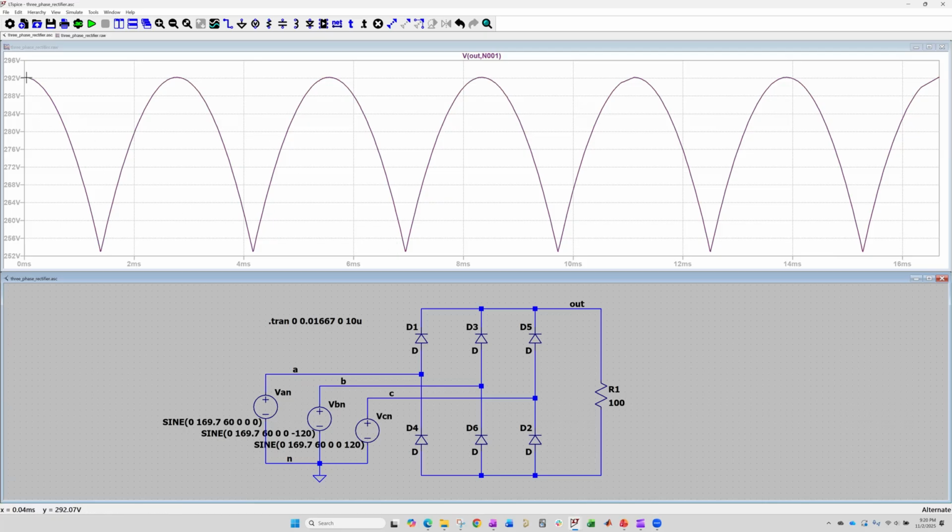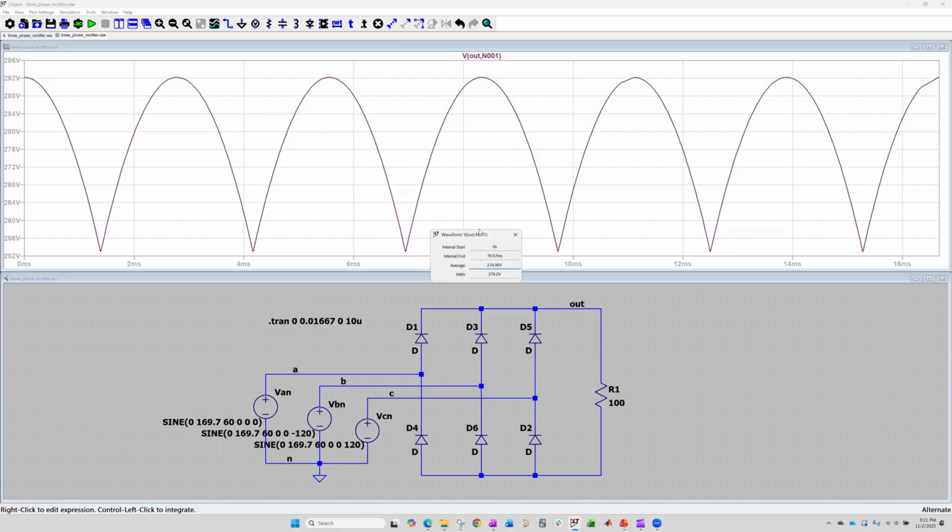So it goes from a peak value of 292 volts down to around 252 volts. So we're seeing around 40 volts of ripple relative to an average value of 279 volts. So we're getting around 40 volts of ripple relative to that average.